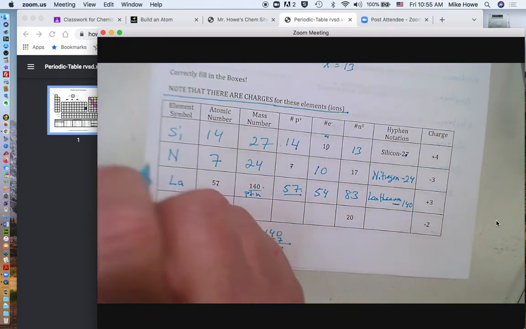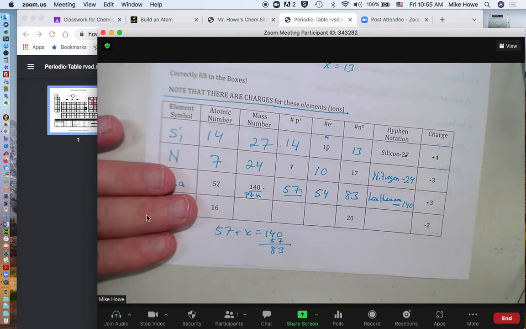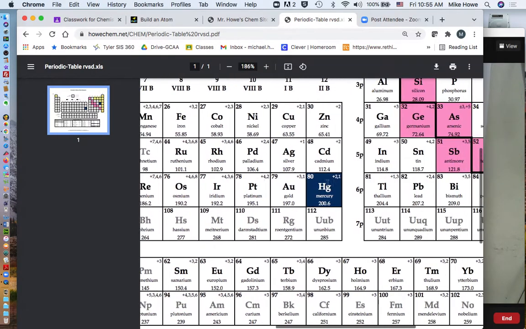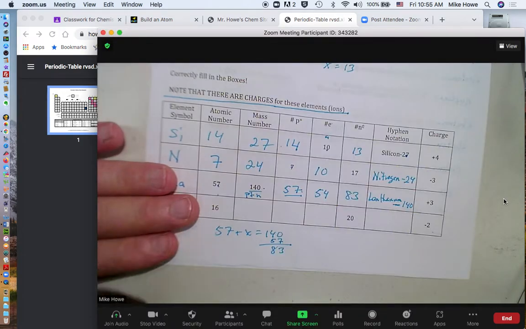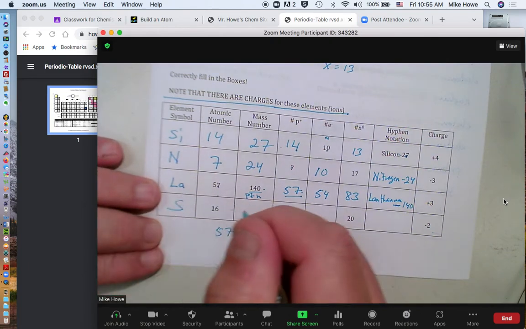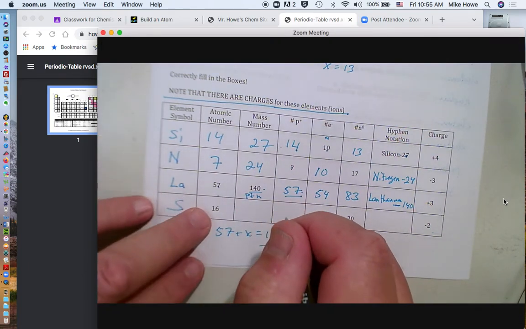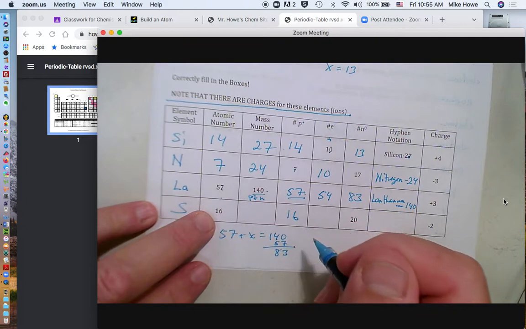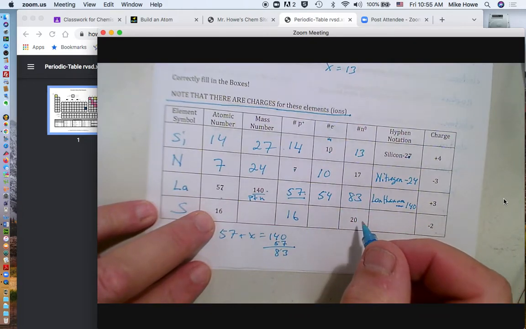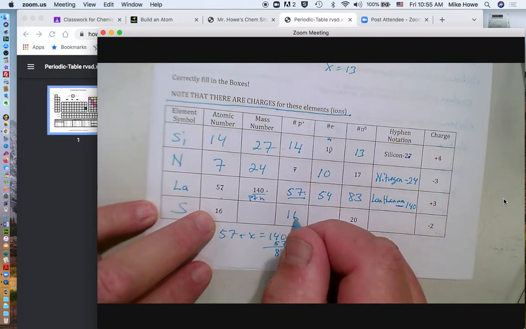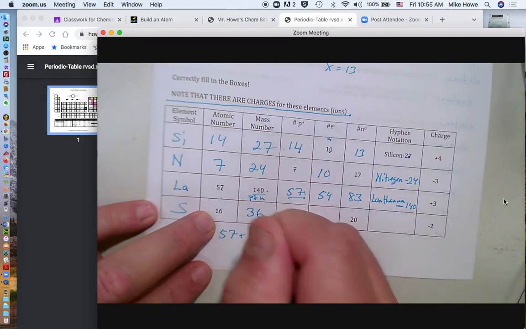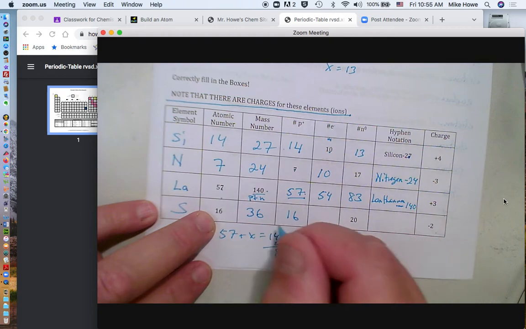All right, now we're back to number 16. Number 16 is sulfur. It's right there, 16 sulfur. Look at that, I remembered to go back. So sulfur. The atomic number is 16, so the protons are 16. The mass number we don't know, but the neutrons are 20, and the protons are 16, so that would be 36. Protons plus neutrons equals mass.